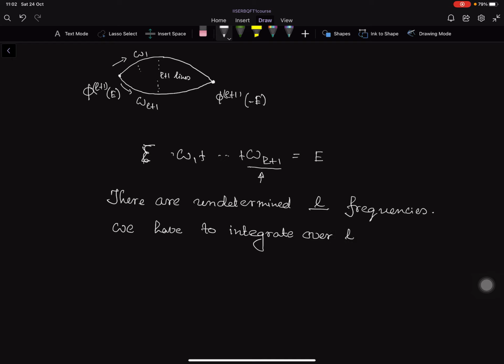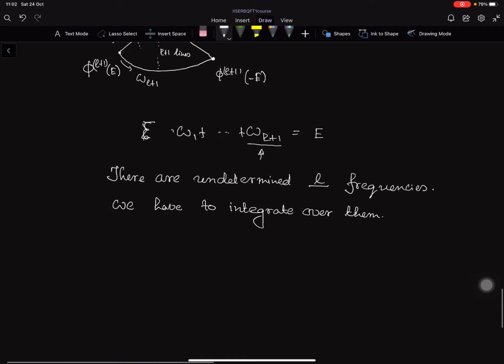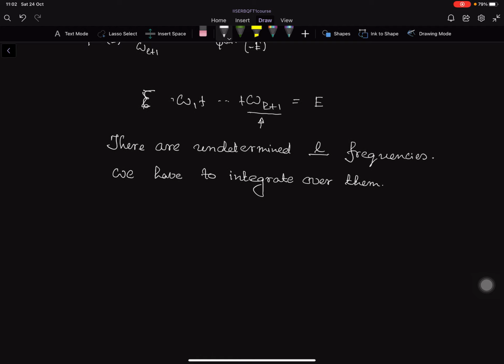The details you will find in the notes, so I'm not repeating them here. You can go through them, and if you have any confusion you can ask me in the interaction session. But this is how this computation will proceed.